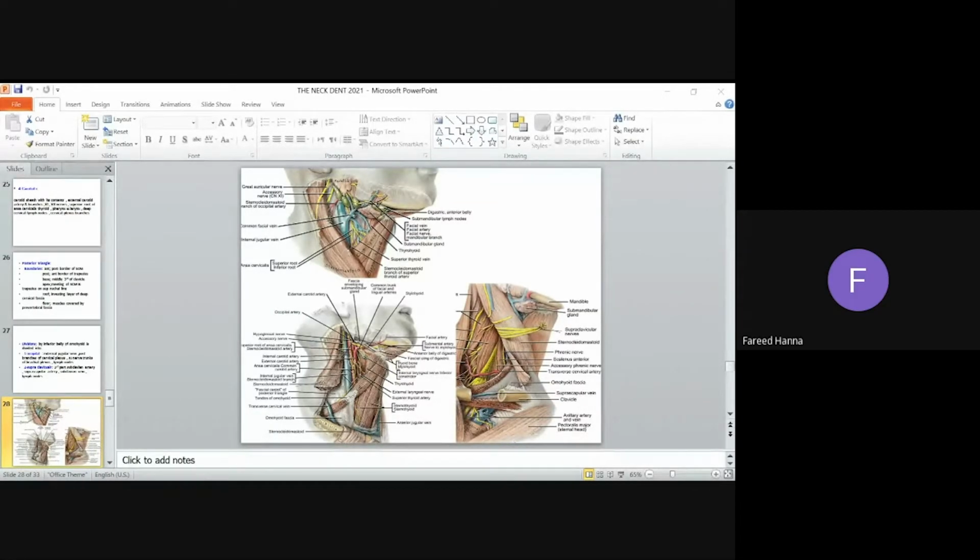Common carotid dividing into internal carotid and external carotid, with the branches of the external carotid. Here is the facial artery, which passes here into the digastric triangle. This is the posterior belly of digastric from here. And then it passes into the digastric or submandibular triangle.